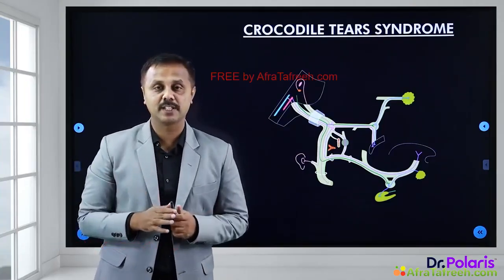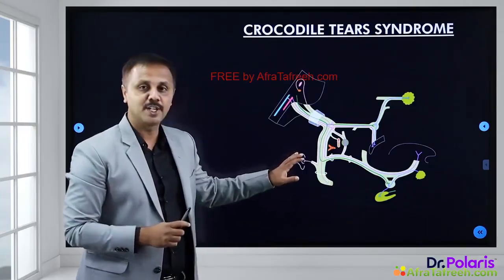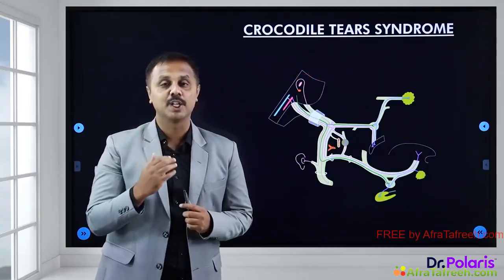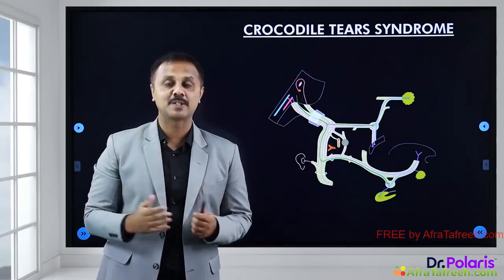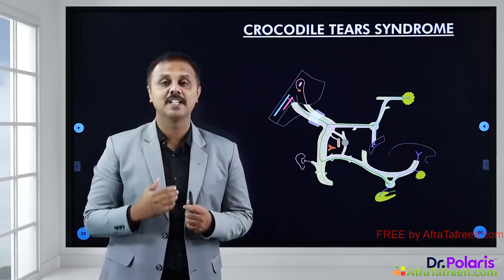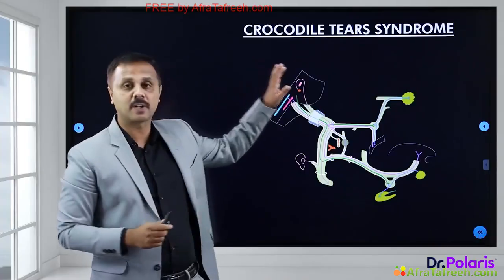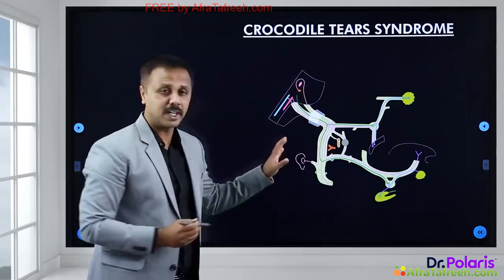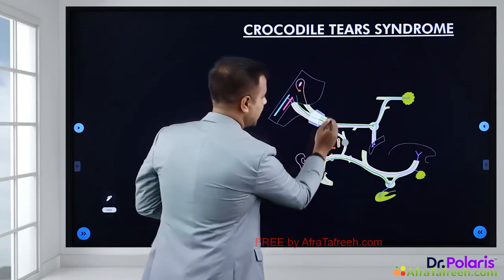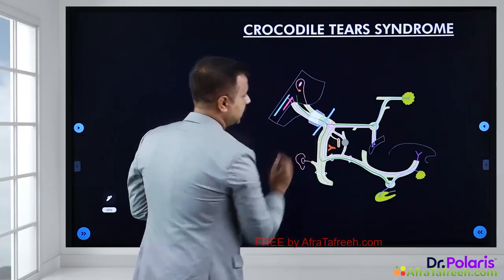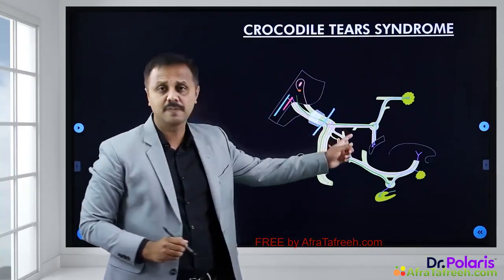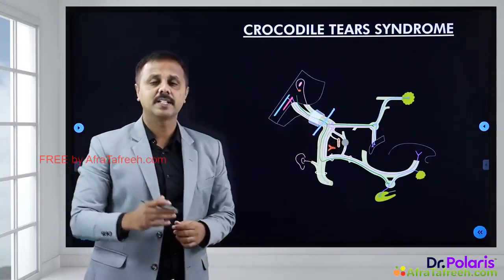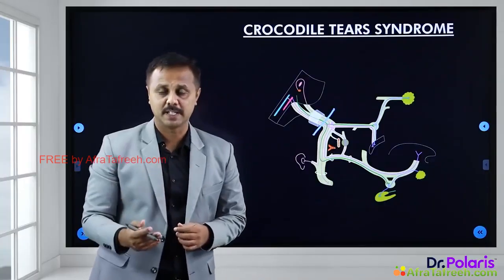Why is it called crocodile tear syndrome? This is a syndrome in which the patient actually has excessive lacrimation during eating. It appears as though the patient is crying when he is eating. That is why it is referred to as crocodile tear syndrome. Now, why does this happen? Remember, crocodile tear syndrome occurs usually after injury to the facial nerve above the level of genu. Once this injury occurs, there is a phase of recovery.